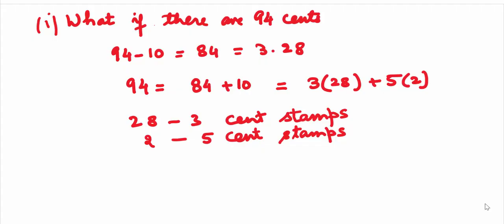What if there are 94 cents? Then you can see 94 minus 10 is 84, which is 3 into 28. If we take the 10 on the other side, we get 94 is 84 plus 10. If we split 10 as 5 into 2, then we will have 28 3 cent stamps and 2 5-cent stamps.